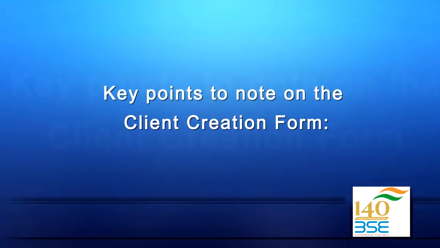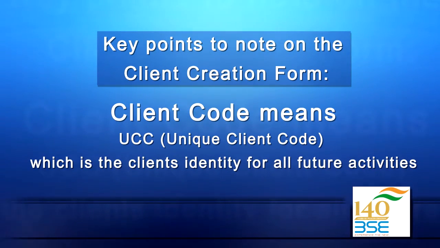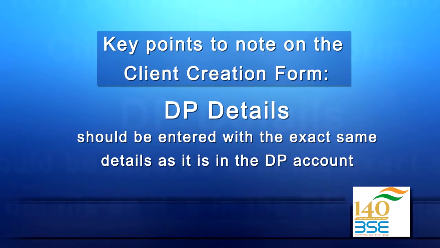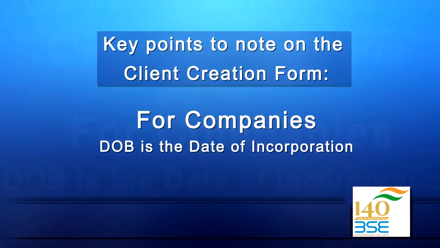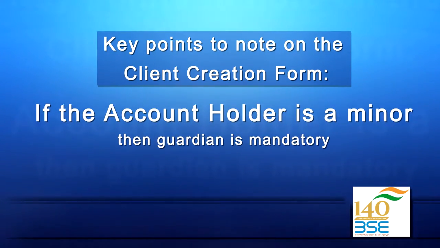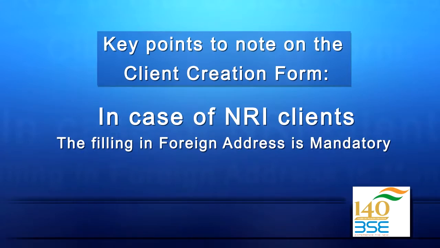Key points to note on the client creation form. Client code means UCC, unique client code, which is the client's identity for all future activities. DP details should be entered with exactly the same details as in the DP account. For companies, DOB is the date of incorporation. If the account holder is a minor, then a guardian is mandatory. If the account is a joint account, then the PAN number of the second account holder is also mandatory. In case of NRI clients, filling in the foreign address is mandatory.